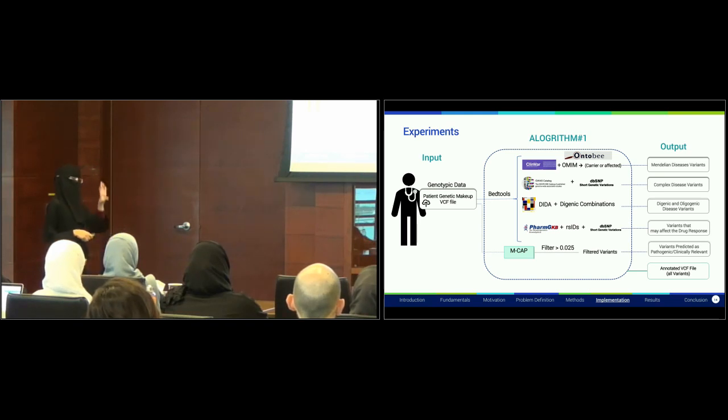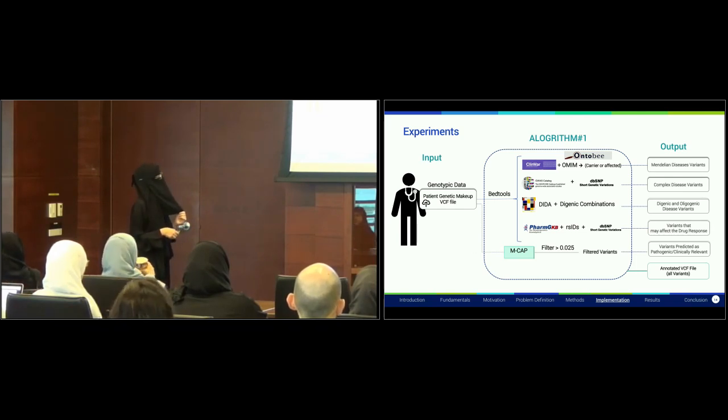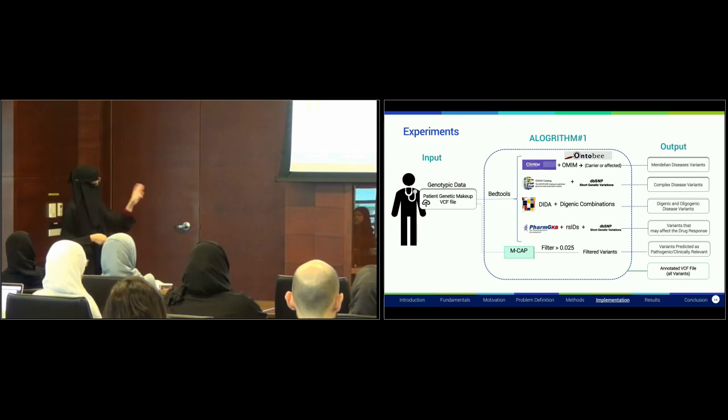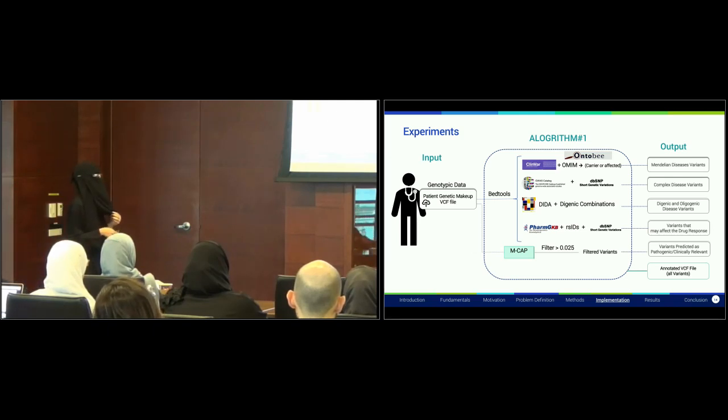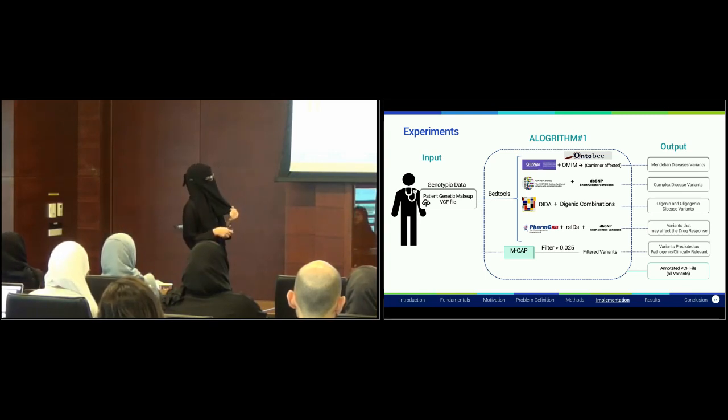This is in terms of the databases that contain the well-known disease variants associated with the individual. Separate from that, I take the input file and apply the M-CAP score that predicts different pathogenic variants. This tool gives each variant a score, and as recommended by the authors, we filter out all the variants that are larger than 0.25, which are considered pathogenic variants. The output of this will be the list of variants that are pathogenic or clinically relevant.